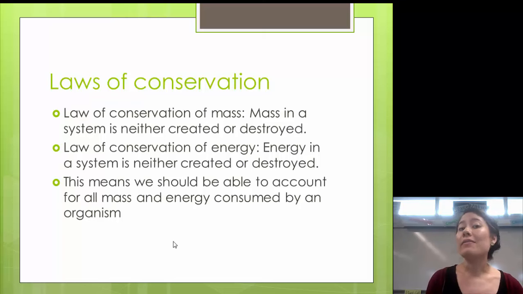Now, there's a couple of laws of conservation that you learned about in your chemistry class. Whether you remember them or not, I won't judge. But in general, the laws of conservation say that mass and energy in a system cannot be created and they cannot be destroyed. They always exist at the beginning and they always exist at the end. Therefore, we have to keep track and we should be able to account for where all of the mass and energy that is consumed by an organism is at any given time.